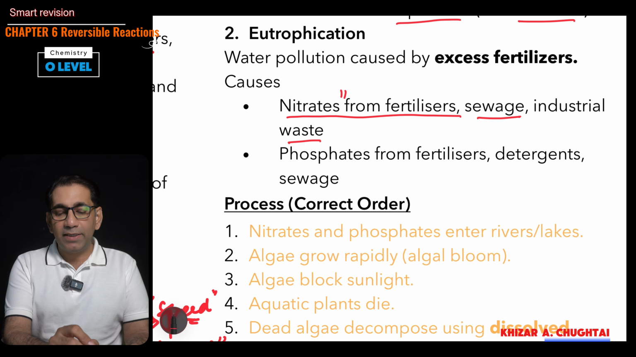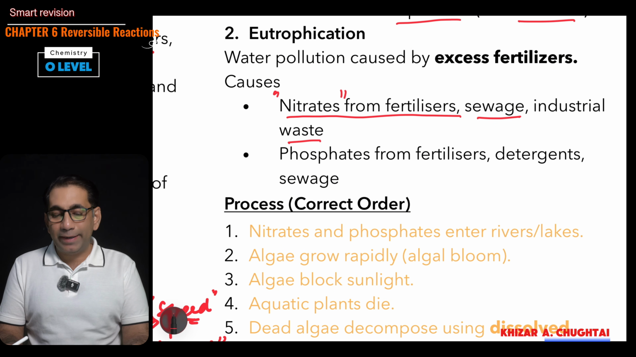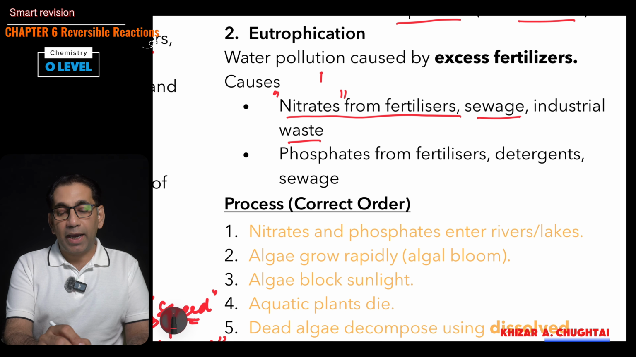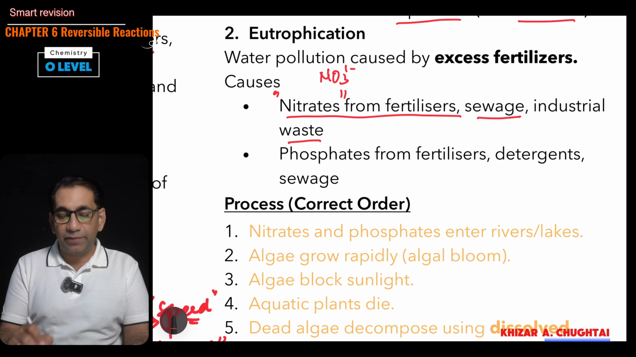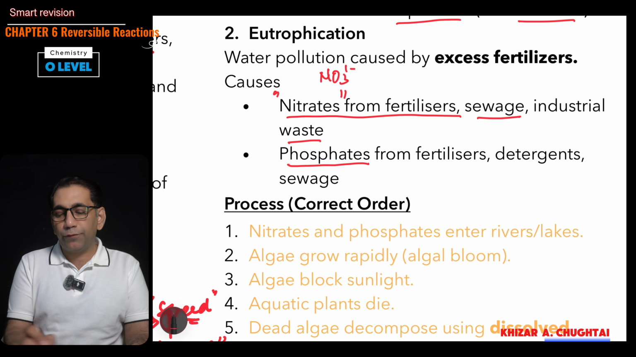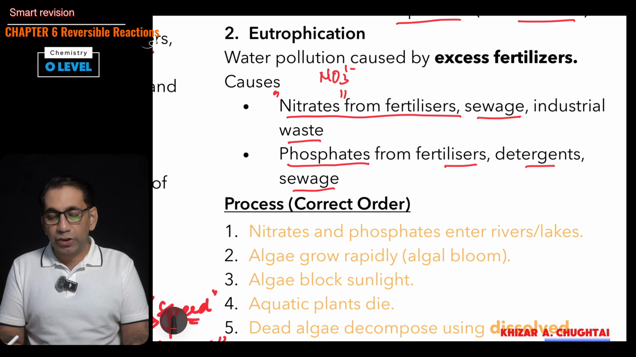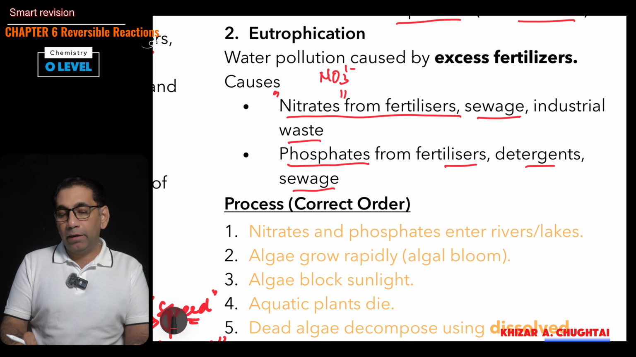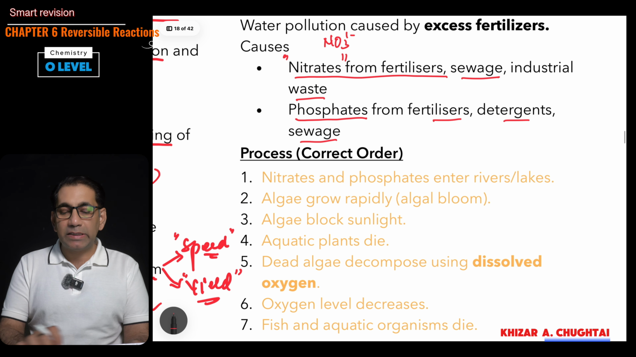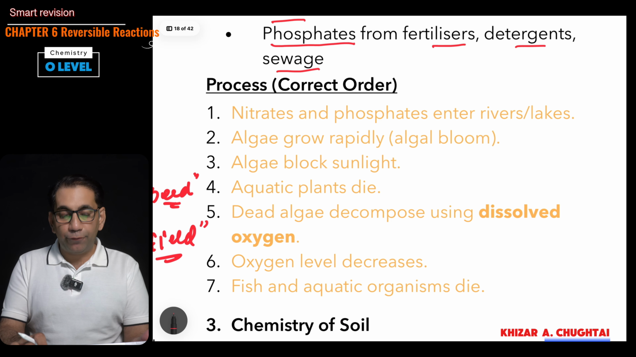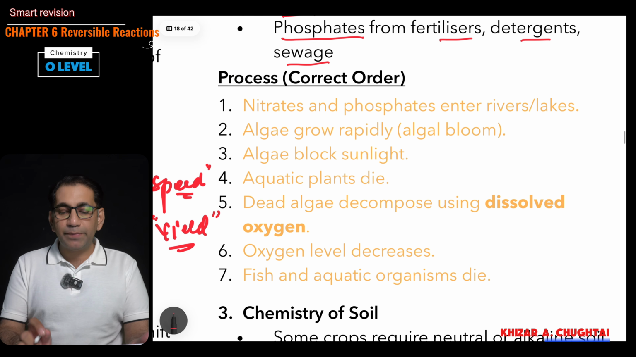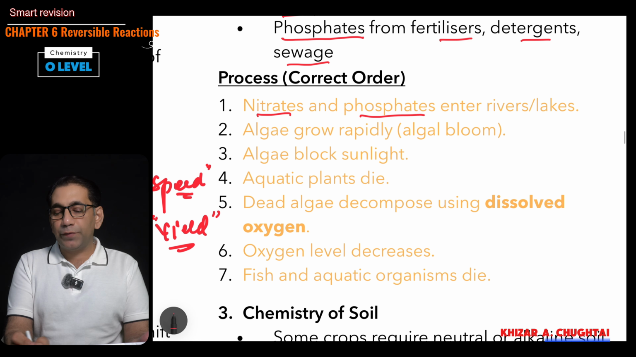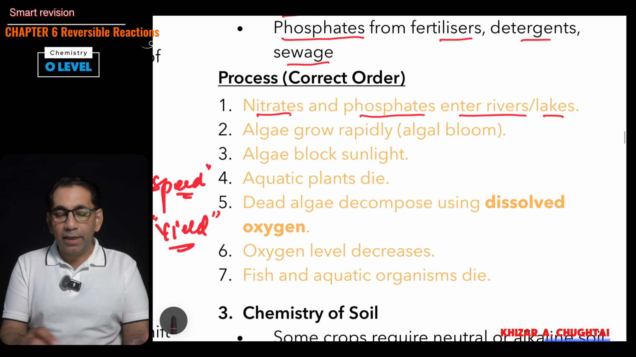So from fertilizer, from sewage and from industrial waste, we are going to have nitrate ions, NO3 negative. Phosphate ions come from the fertilizers and detergent sewage. They basically create water pollution that is known as eutrophication. What is that process? Basically, nitrates and phosphates enter the rivers or lakes.